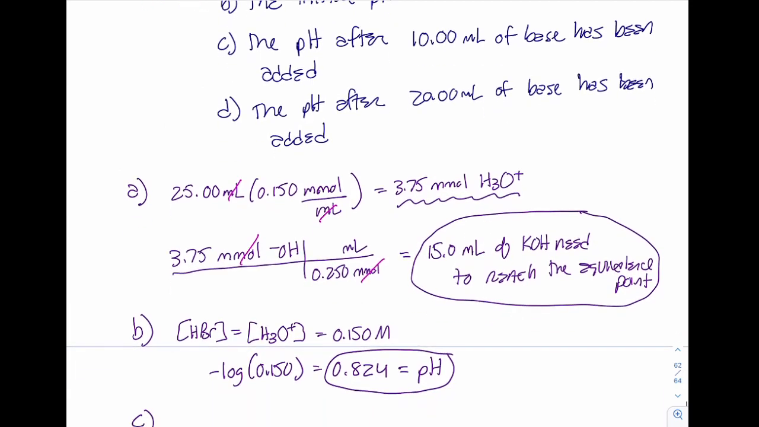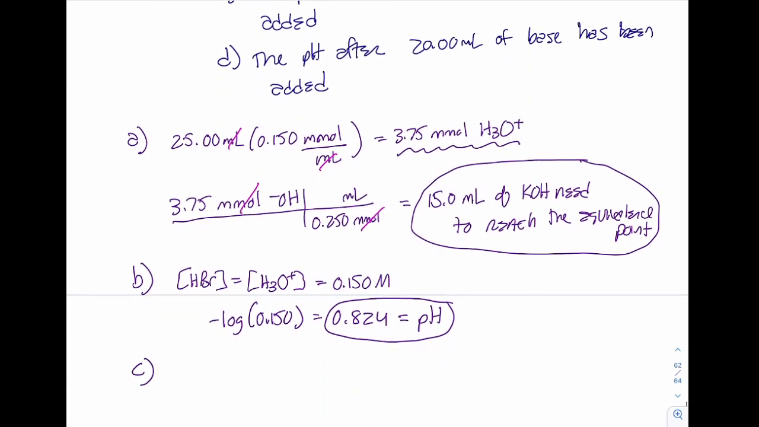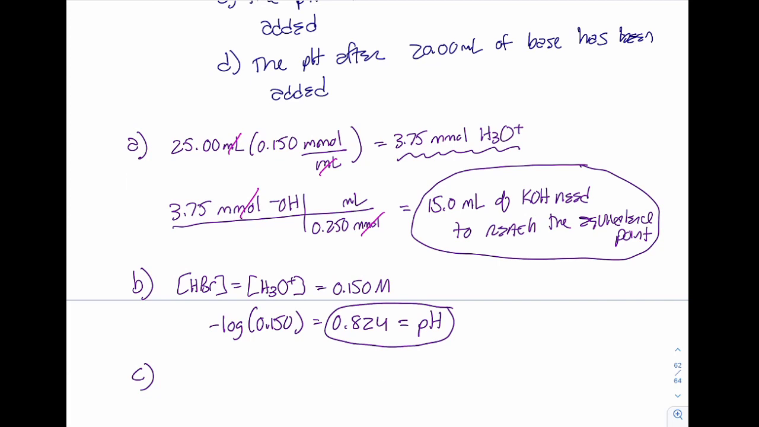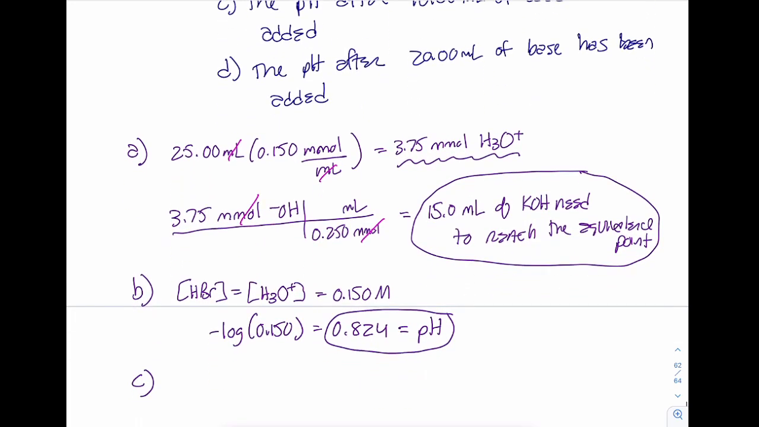Part C, the pH after 10 milliliters of base have been added. So anytime you're adding base to your acid, we're going to want to write that neutralization equation and then set up our change table. I do need to know the number of millimoles of base that we've added. So I'm going to take that 10 milliliters of base and multiply it by its concentration. Again, I'm looking at that molar as being millimoles over milliliter. And I'm going to get 2.50 millimoles of potassium hydroxide added.